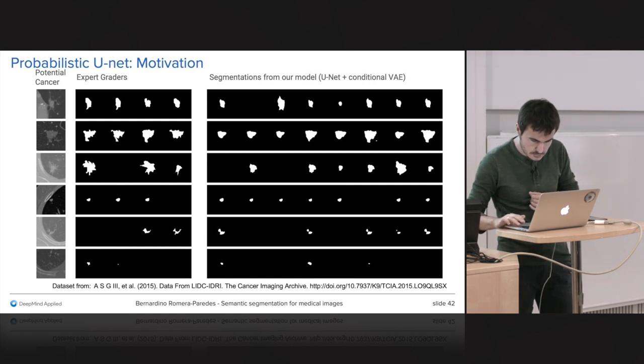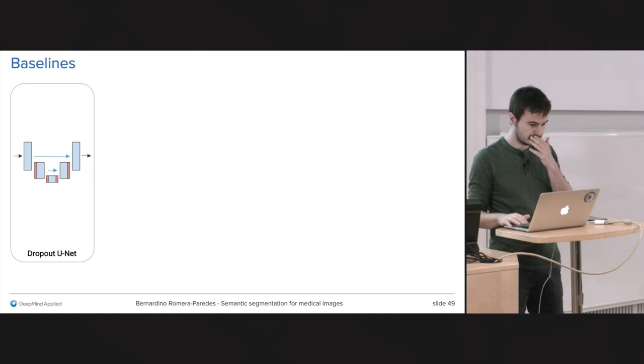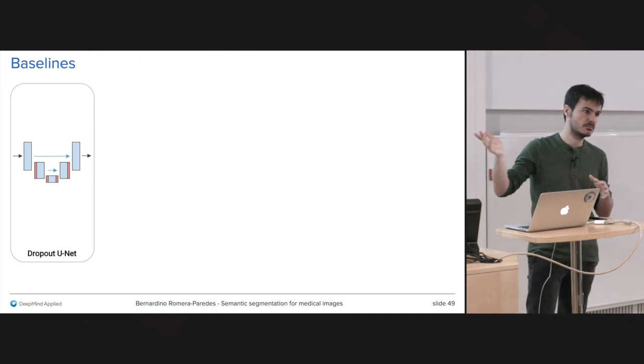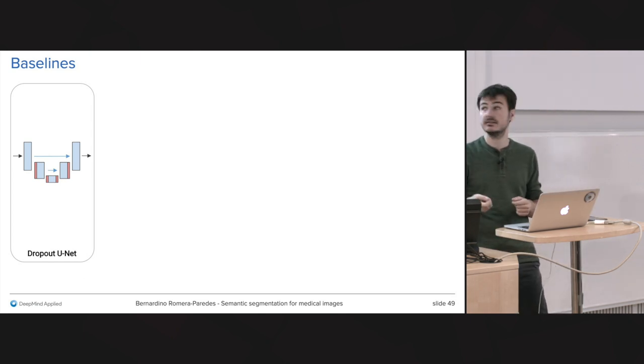So, going directly to the baselines that we have used to compare our model. One baseline is just using dropout, both at training and also at test time. At test time, we have different dropout patterns, so you get different outputs.